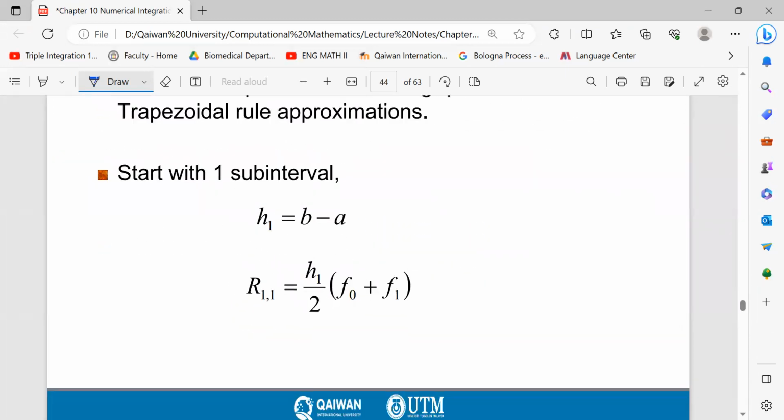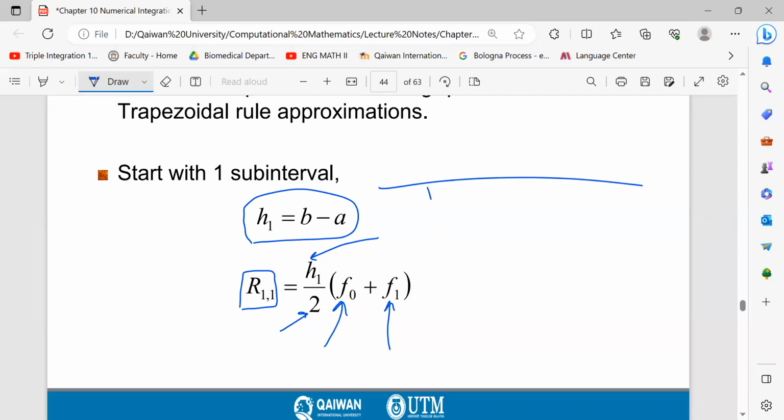Look, if we start with one subinterval, we say h1 is b minus a. This is h1. And R11 is h1 over 2 times f0 plus f1. As you see, if we have only one subinterval, this is x0, this is x1, from a to b. You have only two x values, which are x0 and x1.